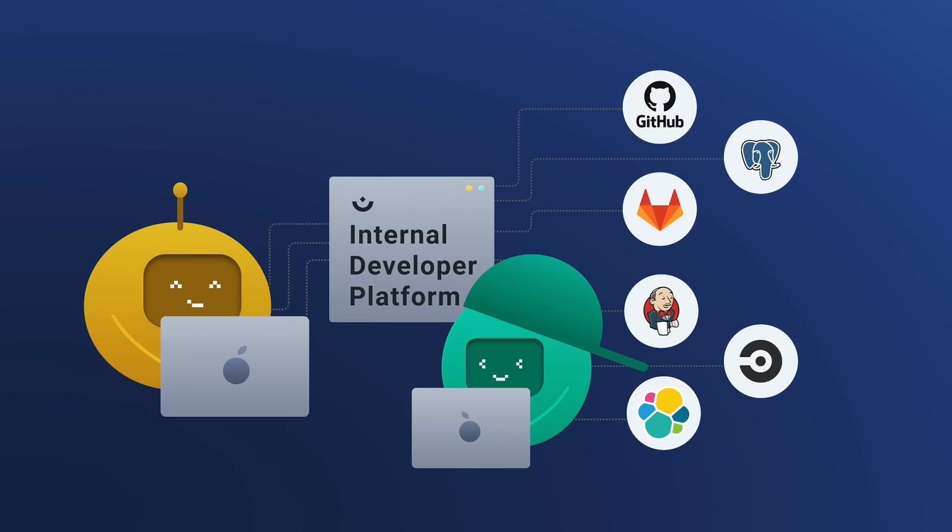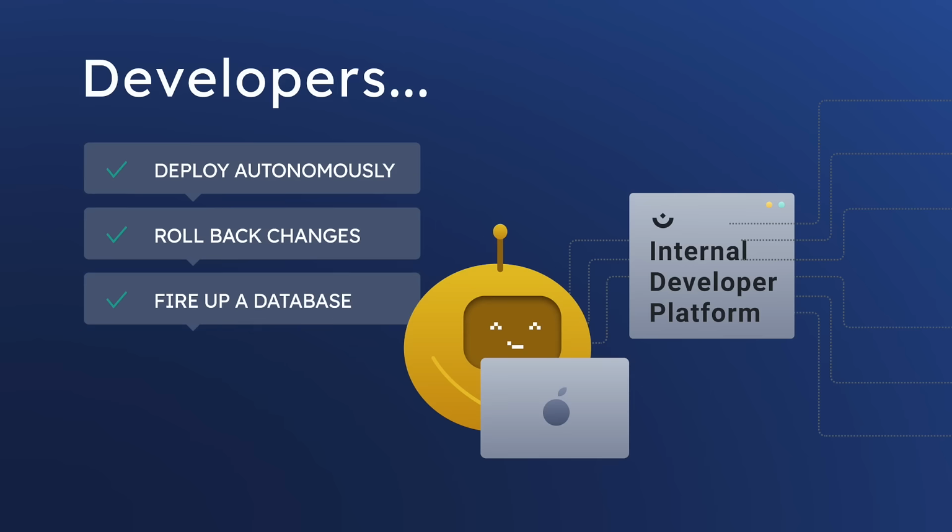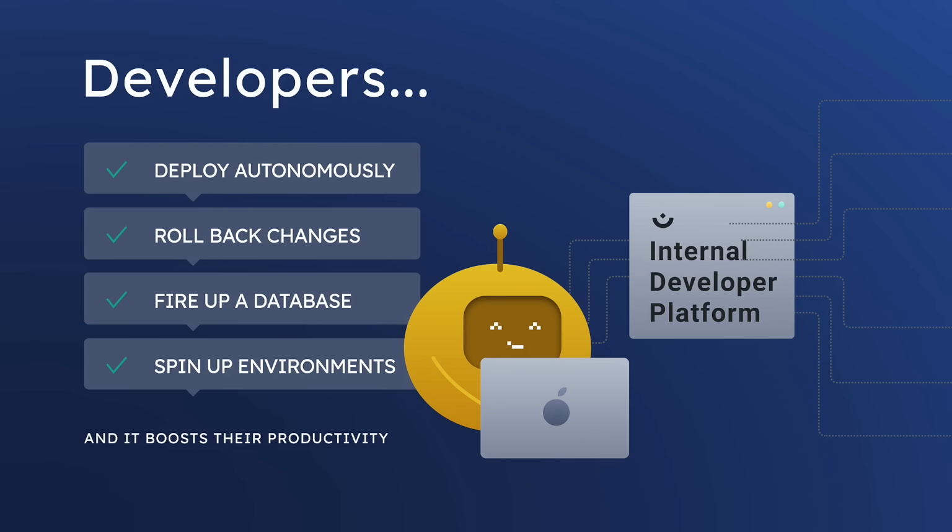An internal developer platform is set up and managed by the ops team. Developers use it to deploy applications by themselves, roll back changes, fire up a database, or spin up fully provisioned environments. It allows them to take code from idea to production and boost their productivity.